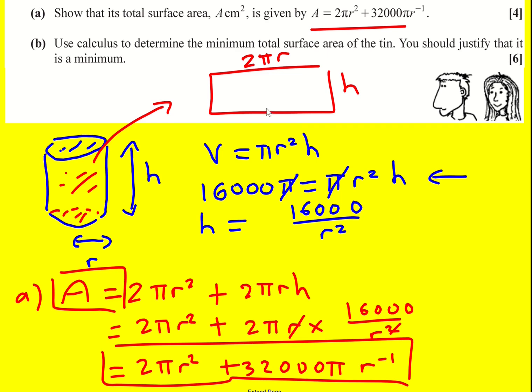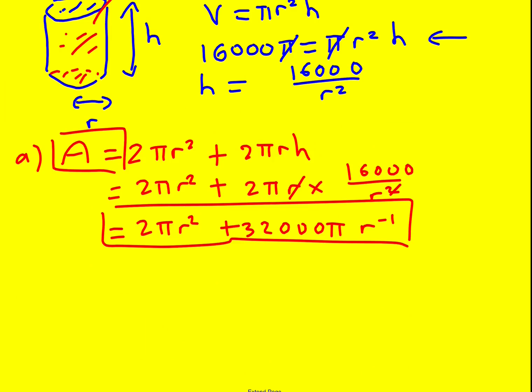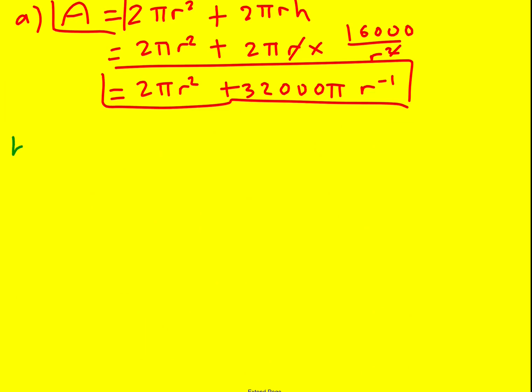We're then asked to calculate the minimum surface area and justify that it is a minimum. Okay, this is going to involve differentiation. We've got some sort of function. It's r squared, but it's got an r to the minus 1. Not entirely sure what it's going to look like, but at some point there's going to be a minimum. And therefore, I need to find dA by dr, which is the instantaneous gradient, and then set that equal to 0.